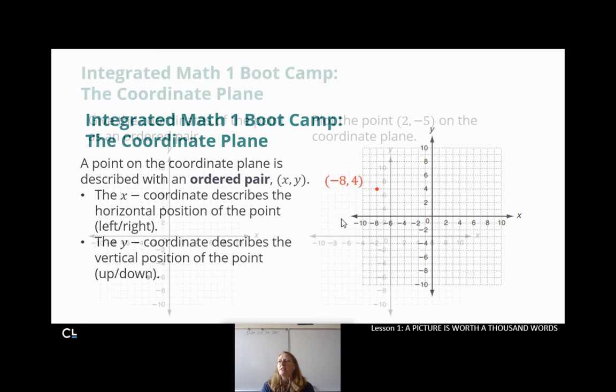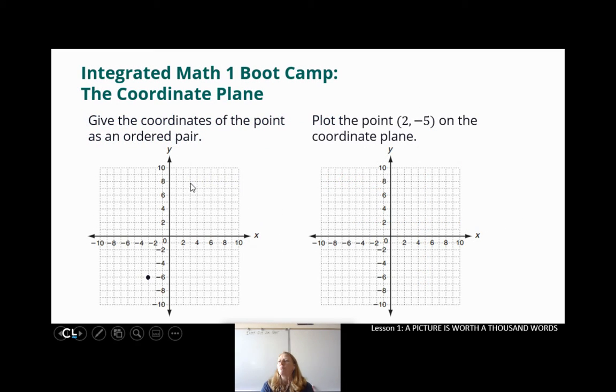So I'd like you to just practice a few little things. For the first problem, I have a point here on the graph, and I would like you to give the coordinates of that point as an ordered pair. For the second problem, I've given you the ordered pair coordinates, and I would like you to plot that point on the graph, on the coordinate plane. So go ahead and hit pause to work these out. It won't take you long, and then hit play to keep going.